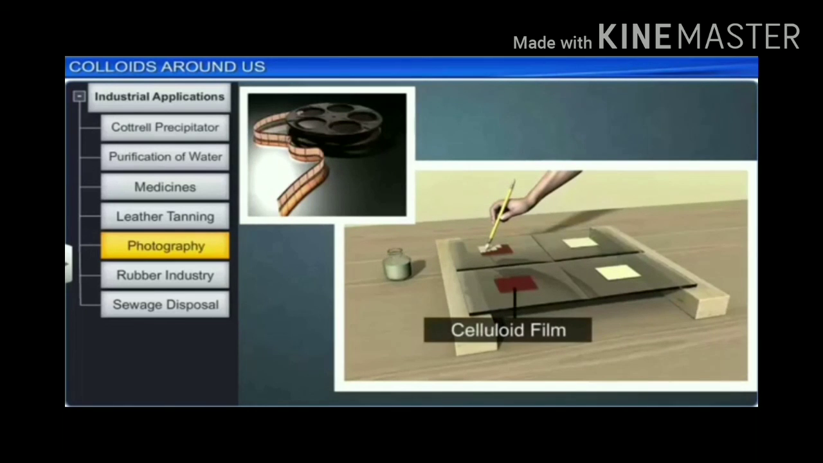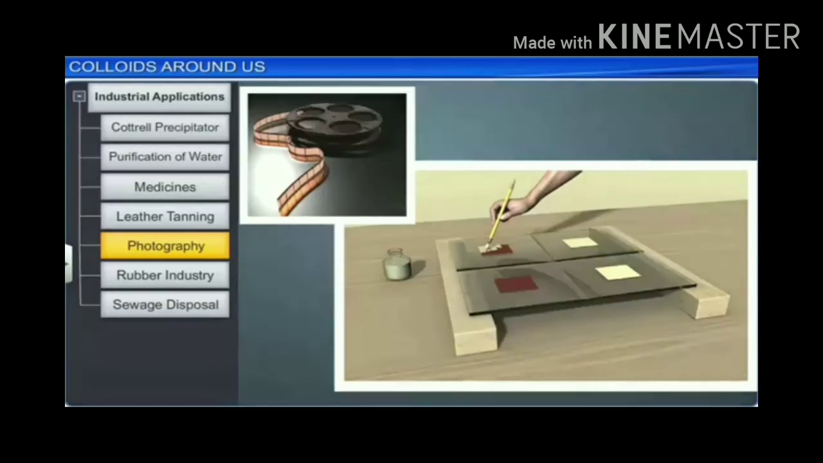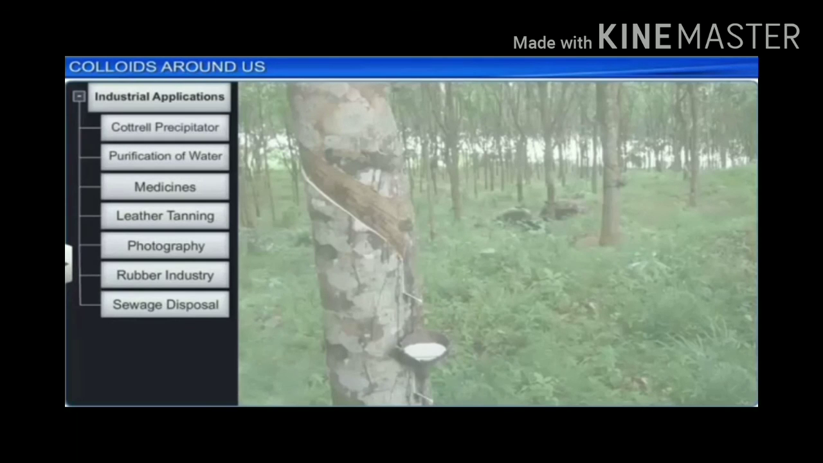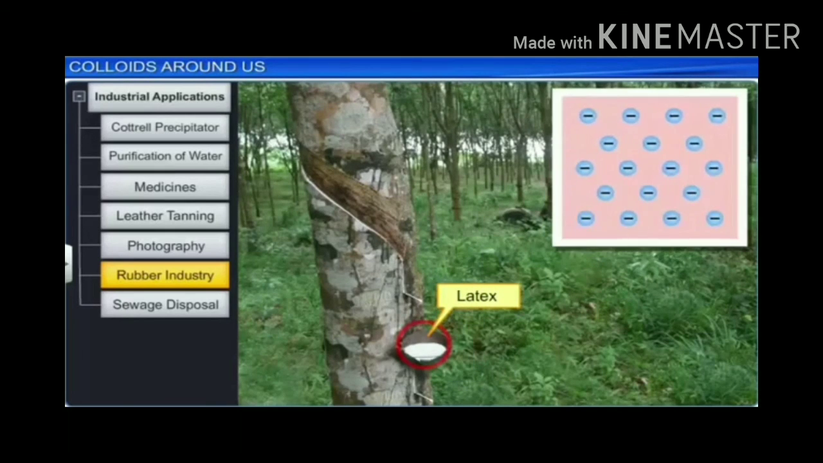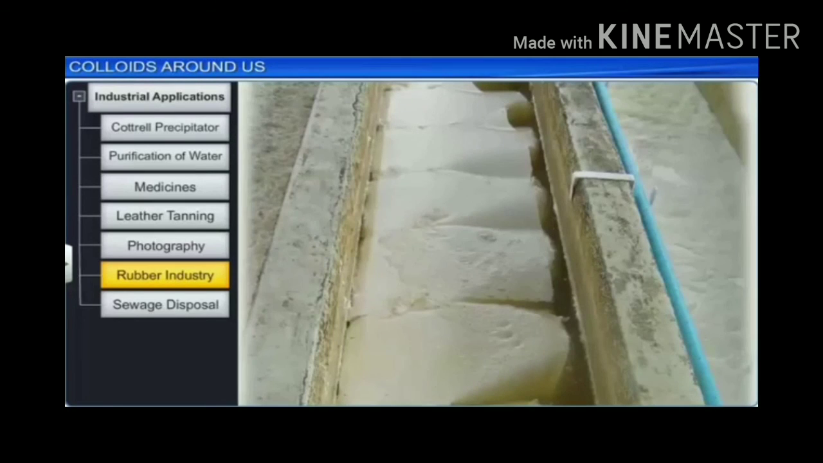Another application of colloidal salts is in the rubber industry. Latex obtained from rubber trees is an emulsion consisting of negatively charged rubber particles in water. Rubber is obtained by the coagulation of latex. This coagulated mass is later subjected to vulcanization and is sold as rubber.